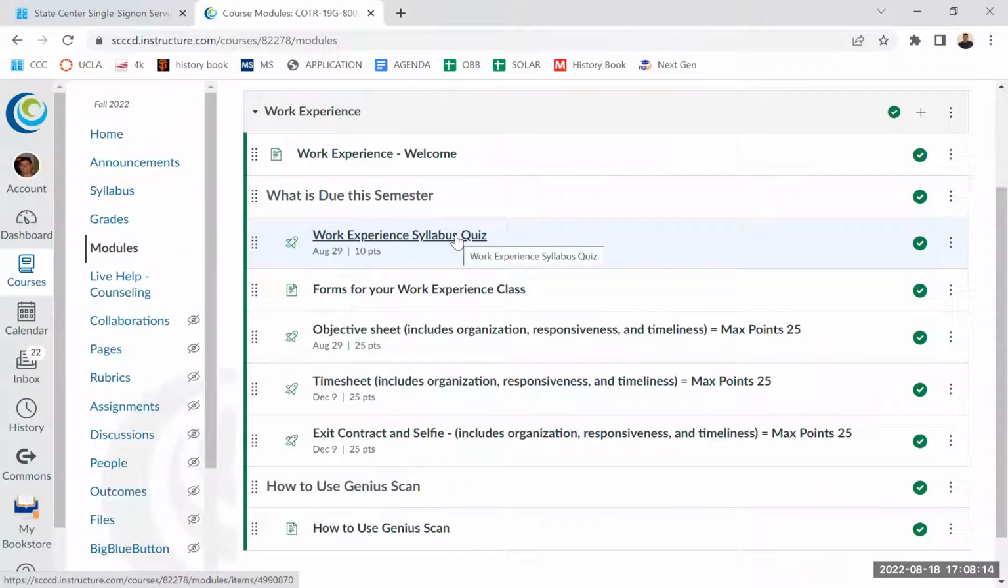Here's the syllabus quiz. It's a 10-point quiz. You can take it as many times as you'd like. You can keep retaking it until you get the grade that you want. If I were you, I would take this as soon as this meeting is done. This is how you're going to communicate to us that you are enrolled in this class, that you're planning on completing this class, that you're engaged, that we're going forward.